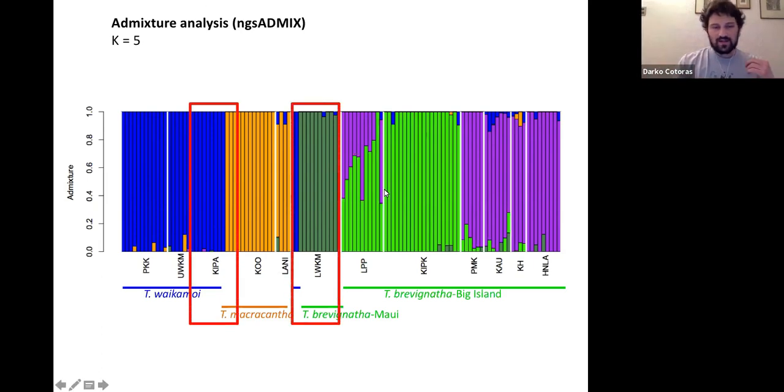The interesting ones are Kipahulu Valley and Lower Waikamoi area, which are the areas where we found two species coexisting. And here we see in both cases two colors with solid bars. So there's no hybridization on these individuals. So third result, they are coexistent, they are not hybridizing. So they are already well-established species.